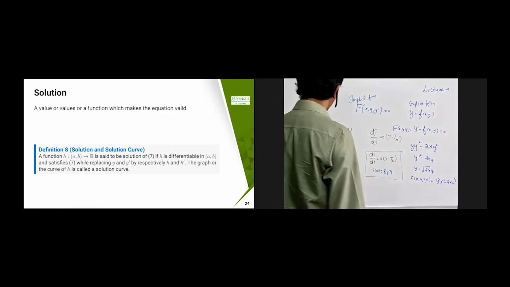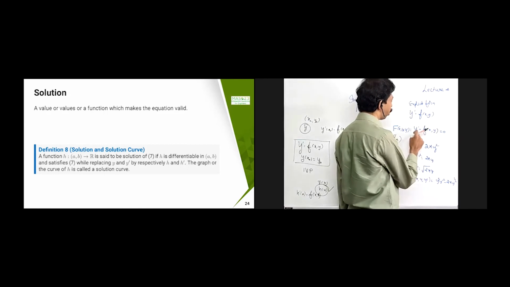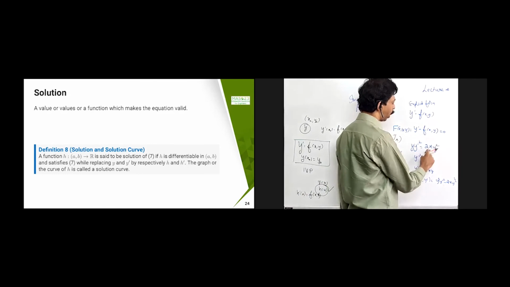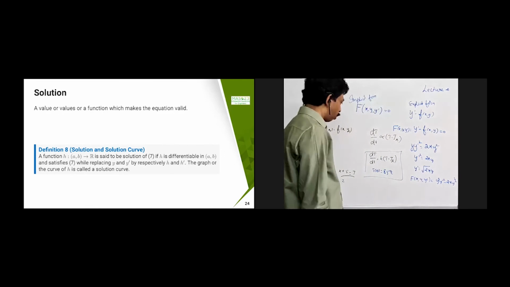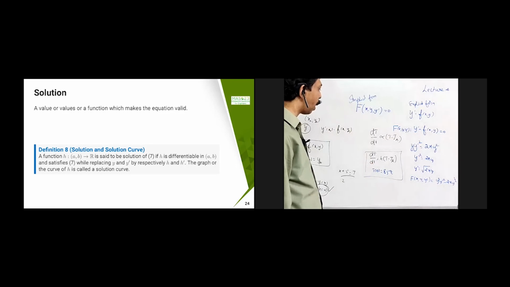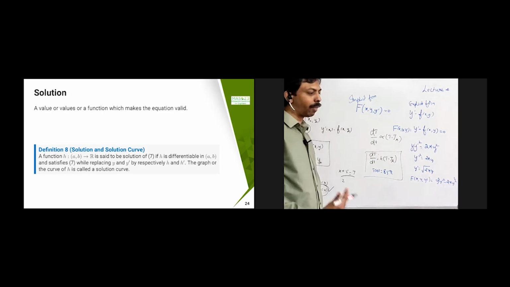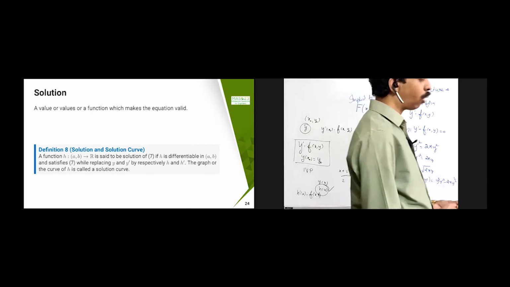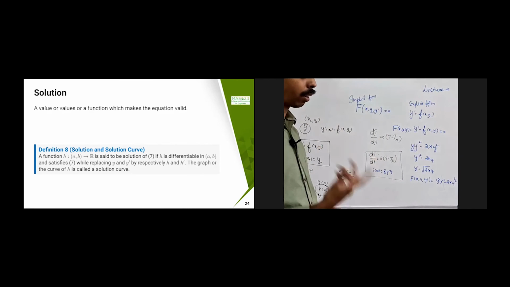It means this expression should be valid. If I put h wherever y is there, and h dash wherever y dash is there, that is going to satisfy it. Then I can say that it is a solution of the equation. For example, here I can put h dash square equal to 2x into h square, or I can put h dash equal to the square root of 2x times h. Then we can say that is going to be a solution. Same way, if I substitute some function over here, this expression should be valid. That we call the solution. In general, a value or values, or a function which makes the equation valid, is called the solution.